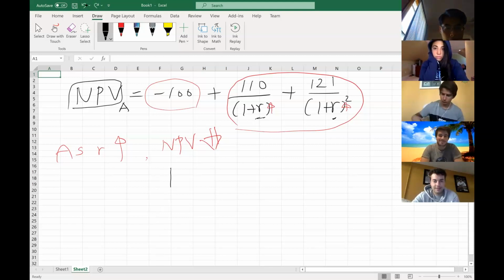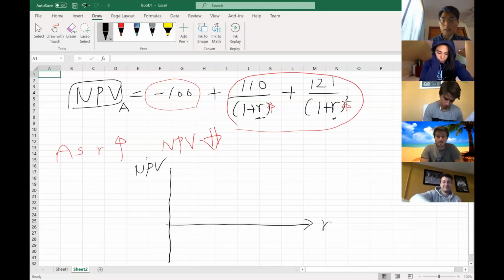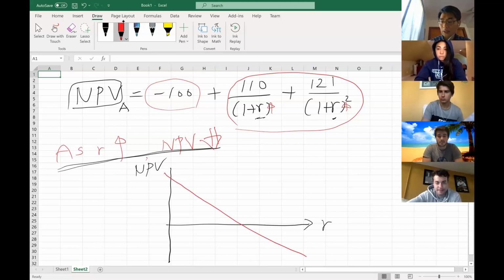So this is the vertical axis, and this is the horizontal axis, right? And the horizontal axis is the discount rate, and the vertical axis is the net present value. Then, because of the inverse relationship between the discount rate and the net present value, when we draw a chart of the net present value and the discount rate, the chart will have a monotonic negative slope like this.